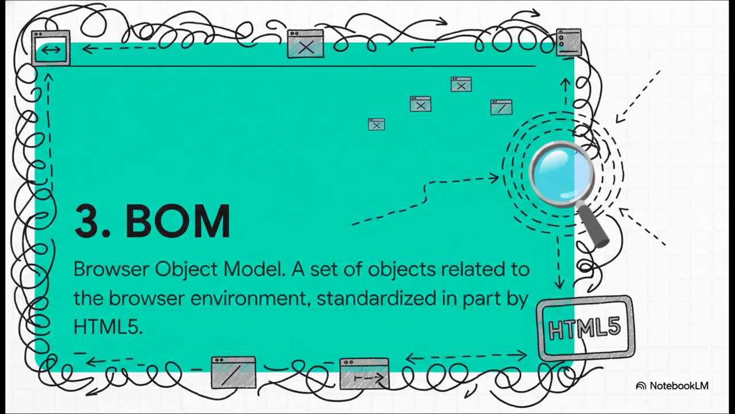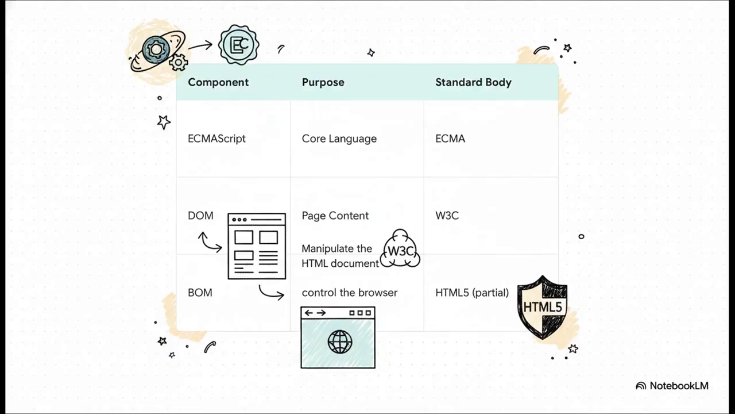And finally, there's the BOM, the Browser Object Model. So if the DOM controls the page content, the BOM controls the browser itself. It's like the browser's control panel. It lets you do things like open a new window, or redirect the user to a different page, or even get the size of their screen. For the longest time, this part wasn't standardized at all, but HTML5 has started to formalize some of its most common features. So let's put that all together real quick.